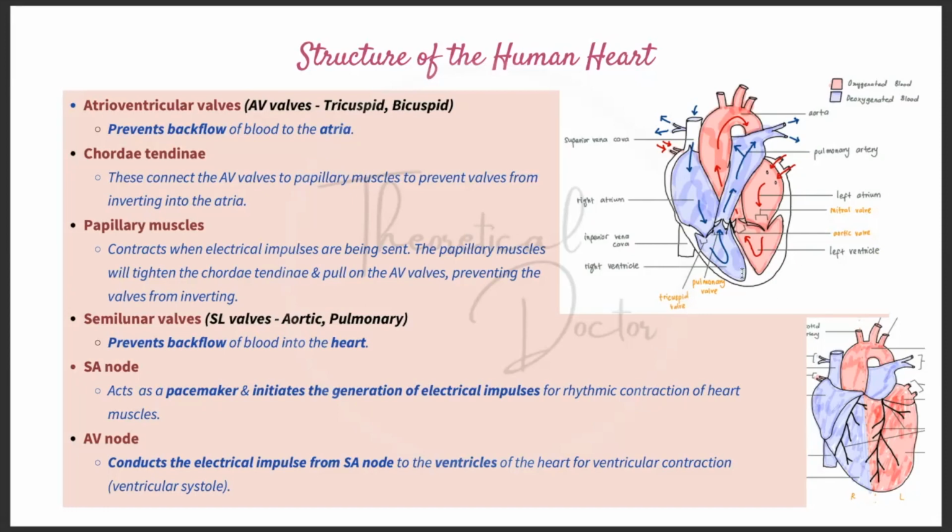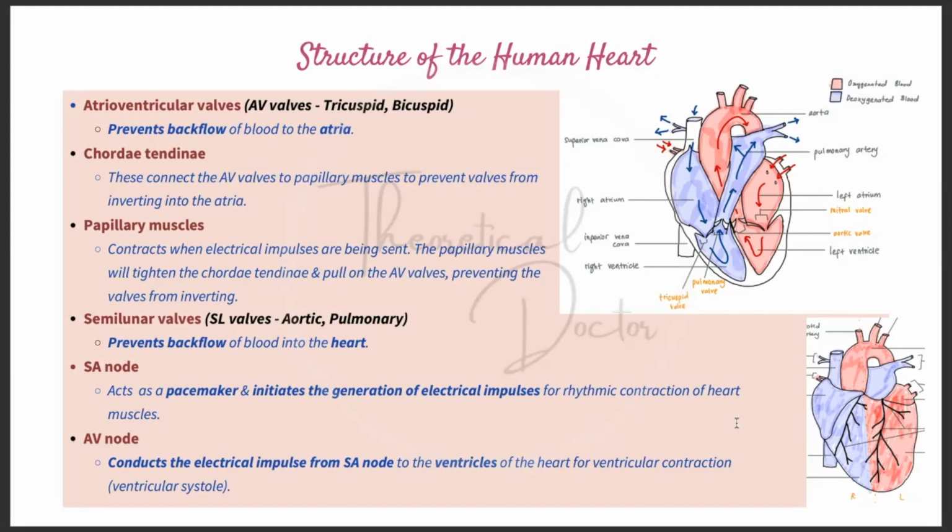Then you have the SA node, and the SA node acts as a pacemaker, and the SA node can be found over here at the right atrium. They act as a pacemaker and initiate the generation of electrical impulses for rhythmic contraction of heart muscles. So the heart will pump according to where the impulse is being generated, and it will first be generated at the SA node, which is over here, then it will travel down. I will mention more about the generation of electrical impulse for the heart in the following video.